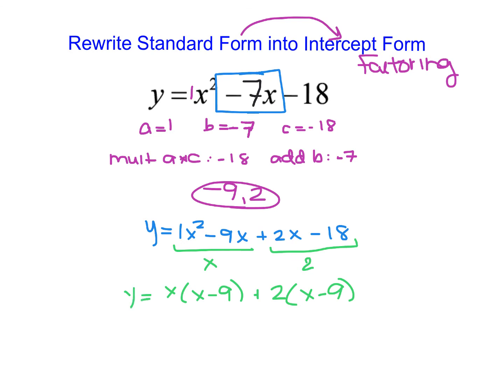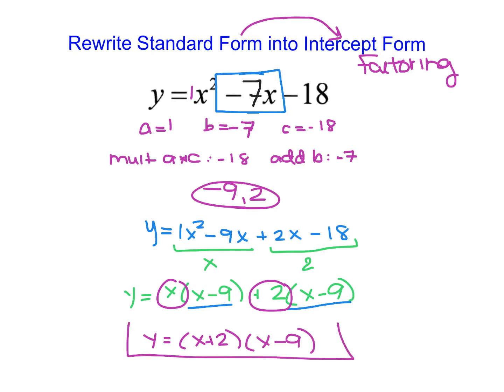Then from here, because we have matching parenthesis parts, we can group the x and the +2 together out in front. So we have y equals x plus 2 grouped together, all being multiplied by x minus 9. So from here, I have used my factoring skills to rewrite things from standard form into intercept form.